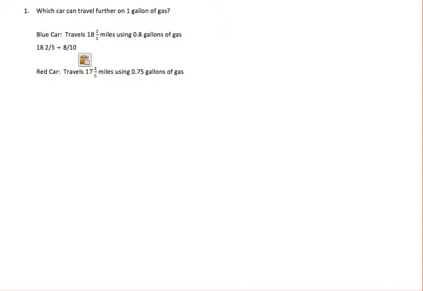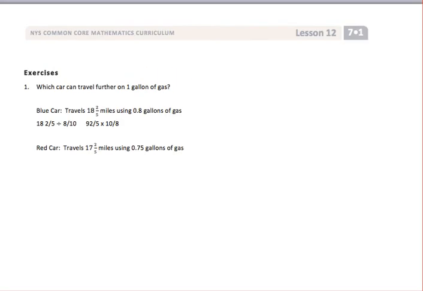So the problem, 18 2/5 divided by 8/10, should be set up. Then we need to change the 18 2/5 to an improper fraction and use the reciprocal of our second fraction before we can multiply. That will give us 92/5 times 10/8, and we'll multiply straight across, 92 times 10 and 5 times 8, which will give us 920/40.